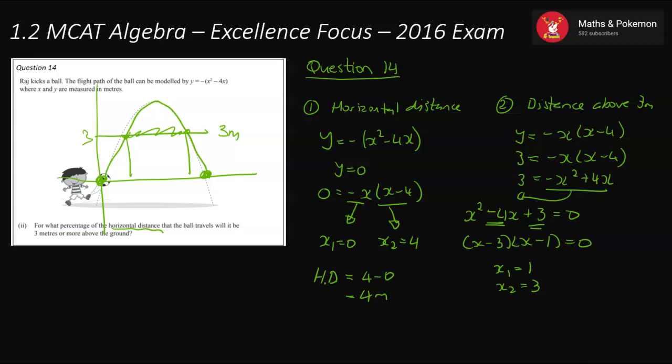So the distance above 3 meters will be equal to 3 minus 1, which is equal to 2 meters. I can now find the percentage. The percentage is the easiest part here.